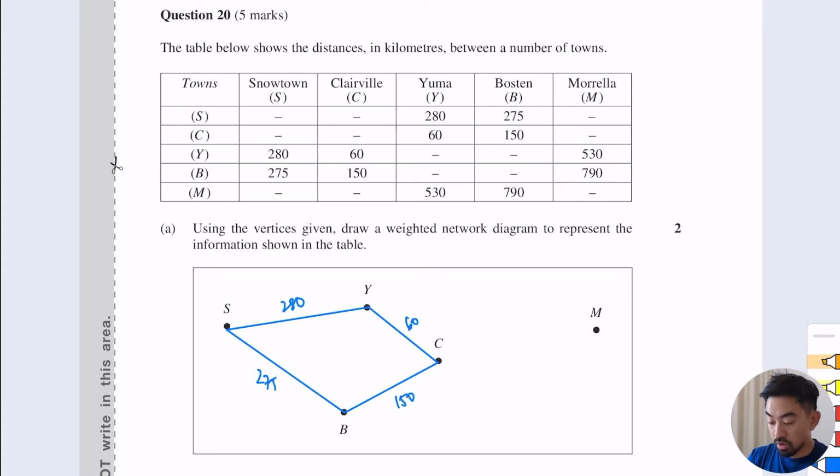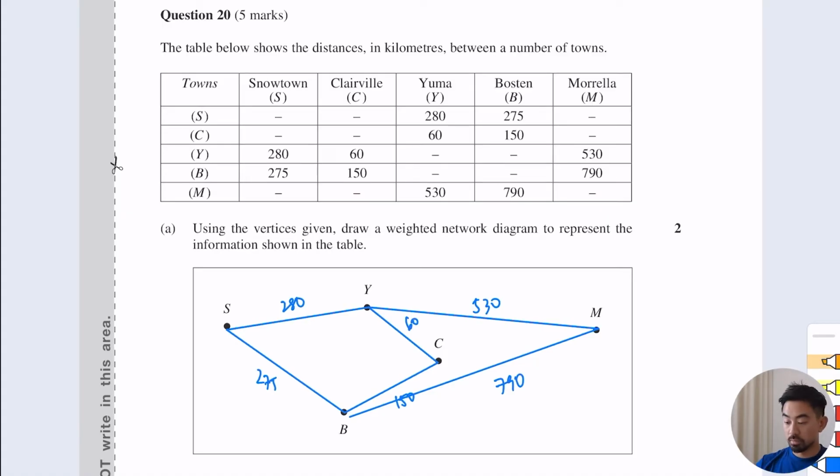Y connects to S, 280, we've got that. Y connects to C, 60, we've also got that. Y connects to M, 530. B connects to S, 275. Do we have that? Yep. B connects to C, 150, we've got that. B connects to M, 790. M connects to Y, 530, we've got that. M connects to B, 790, we've also got that. All right, done.